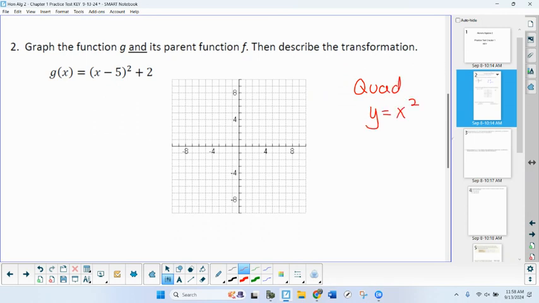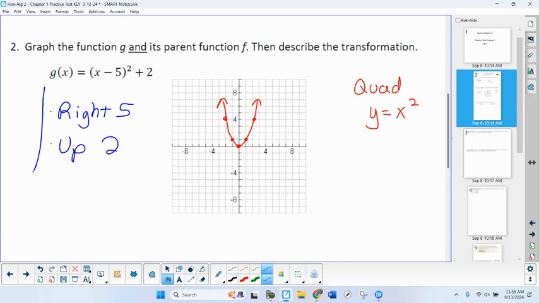Yep. So, what's negative 2 squared? 4. What's negative 1 squared? 1. What's 0 squared? 0. 1 and 2 give 1 and 4. You have to have those 5 points on your graph. Now, when you look at this equation, which way is it shifting? What's the minus 5 going to make it do? Right 5 and what? Up 2. There's your transformation.